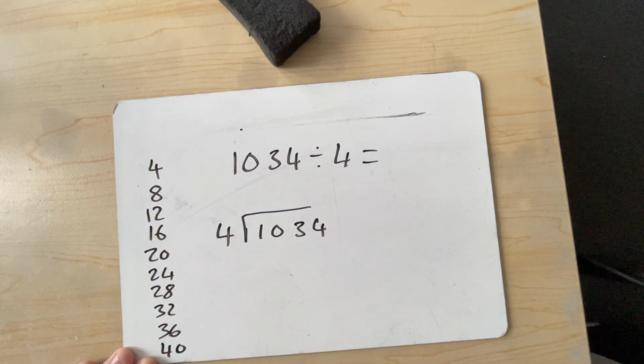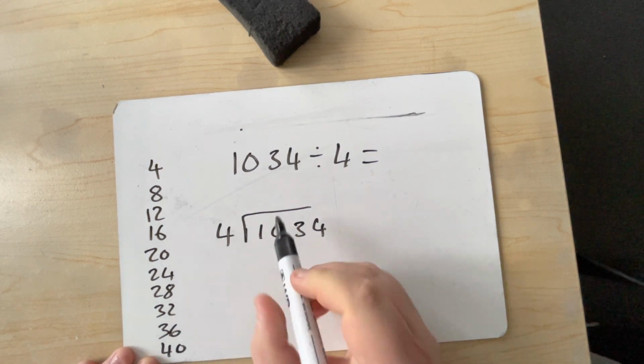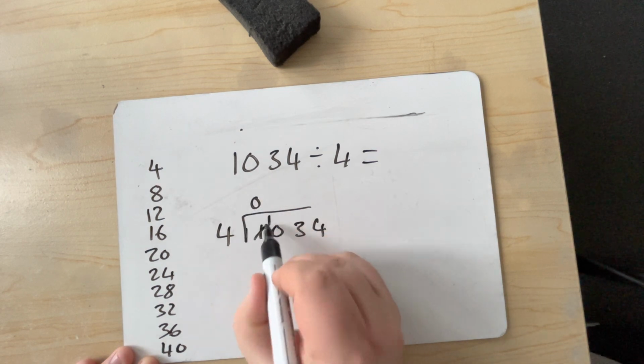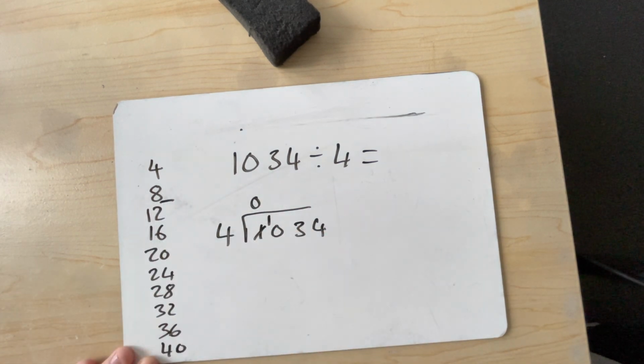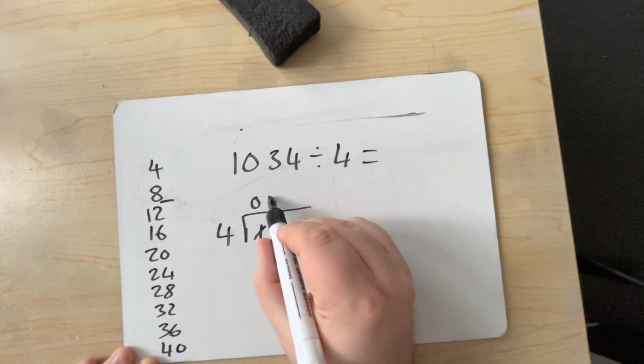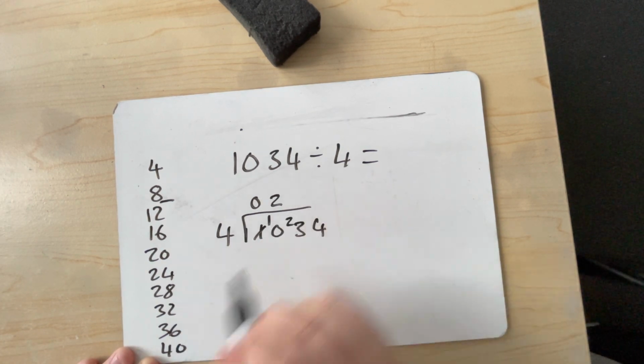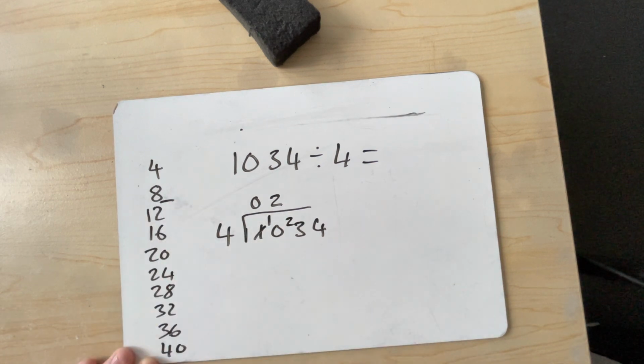Right. Can I make a group of 4 with 1? I can't, so the 1 moves. Here we go. 4 is in 10s in between those 2 positions, so it's going to be 2, remainder 2, because I had 10 and I've used 8. And again, if you don't use it, you move it.